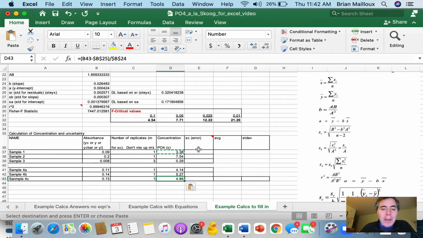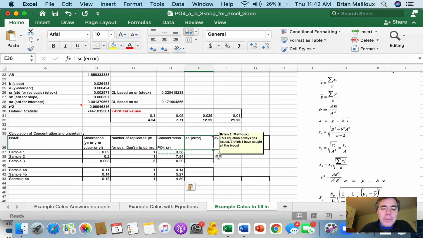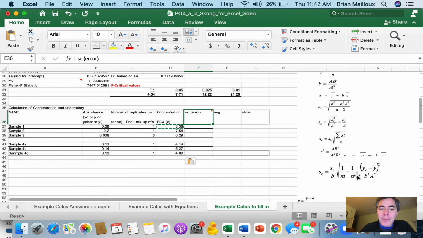Now we want to figure out the error. There's 2 types of errors. This SC error is just based on the standard curve. And this is the most brutal equation yet we have here. But we can estimate an error based on how good our standard curve is. So let's see if we can get that in.